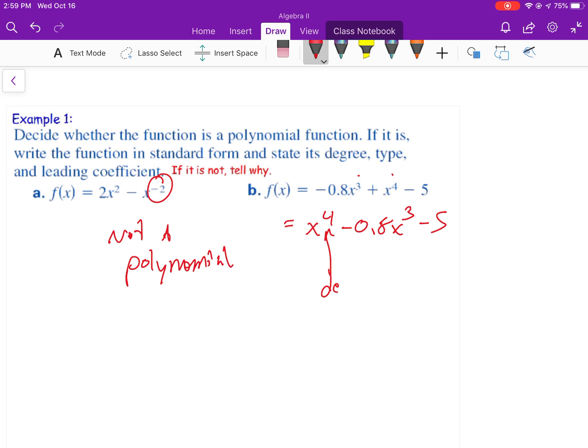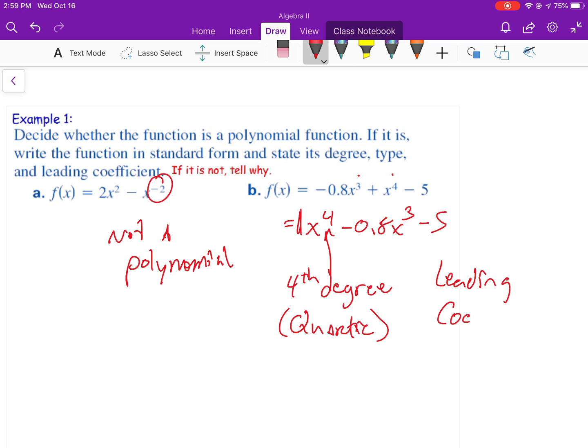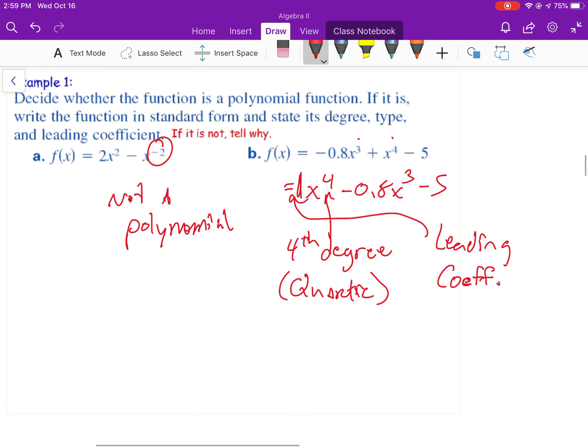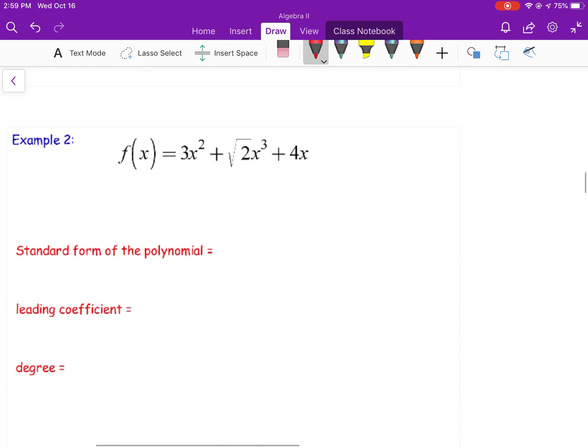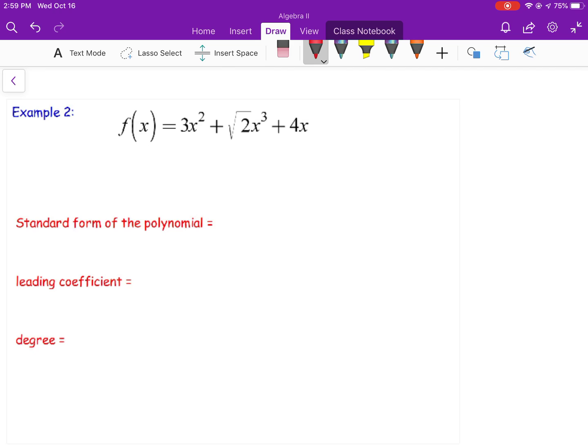So it's a 4th degree, or you could call it a quartic. The leading coefficient is that 1 right in front of there. Now, leading coefficient and the degree are going to be very big here in a second. Okay, so here we go. We'll talk about the standard form.